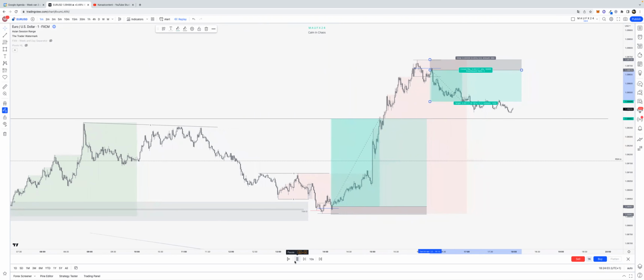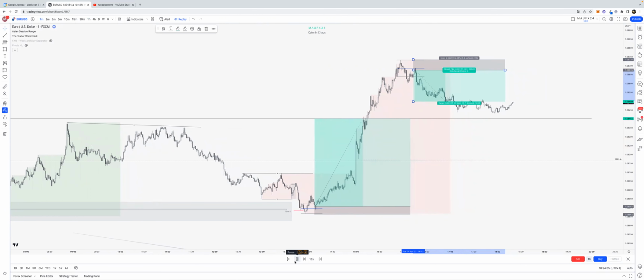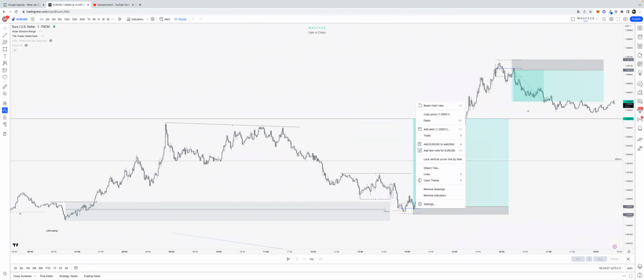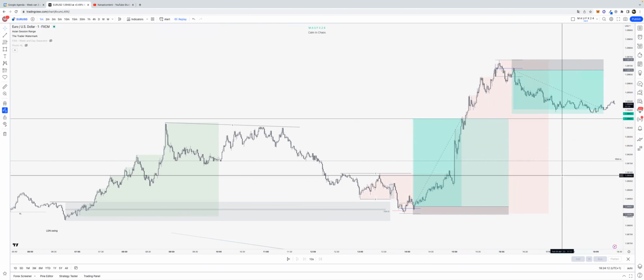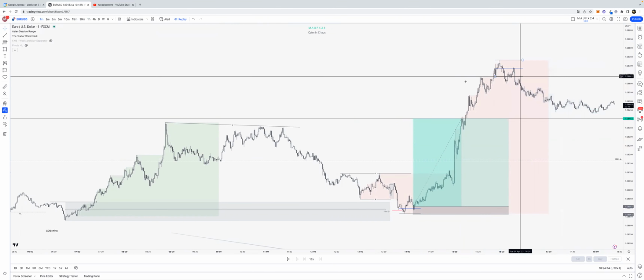Not really interested in it. I think price will maybe continue just up. However, it gives you a nice 1 to 4 even. So yeah, that's basically it.